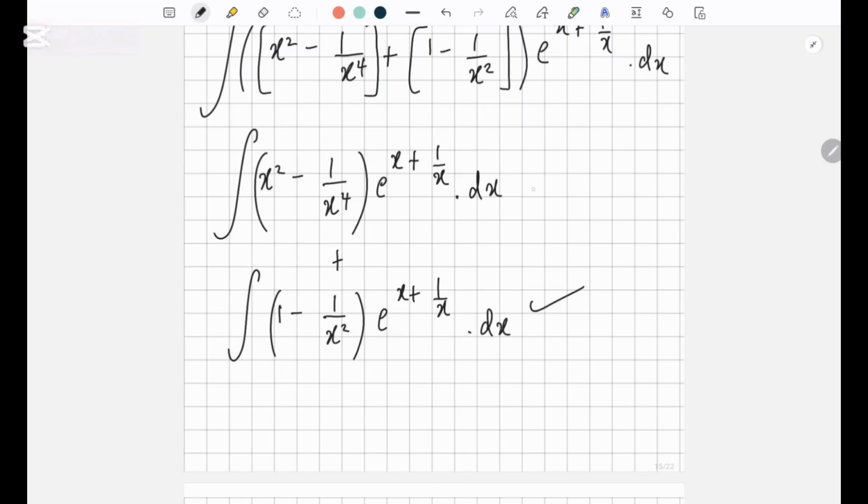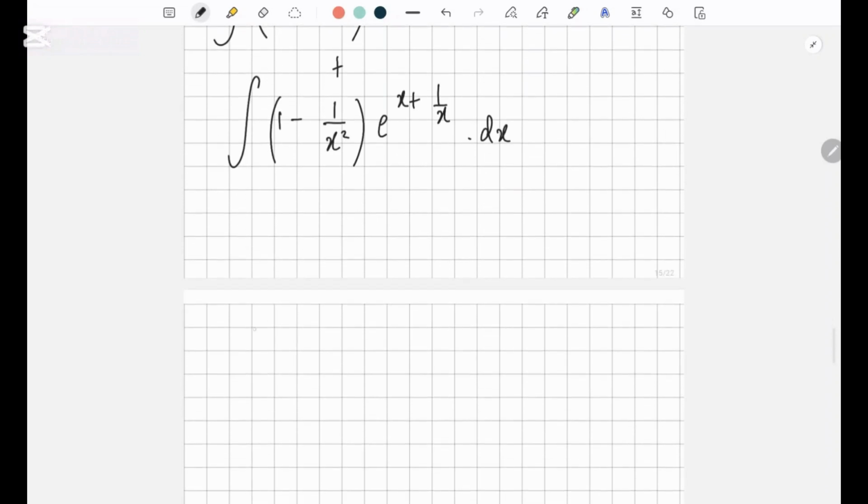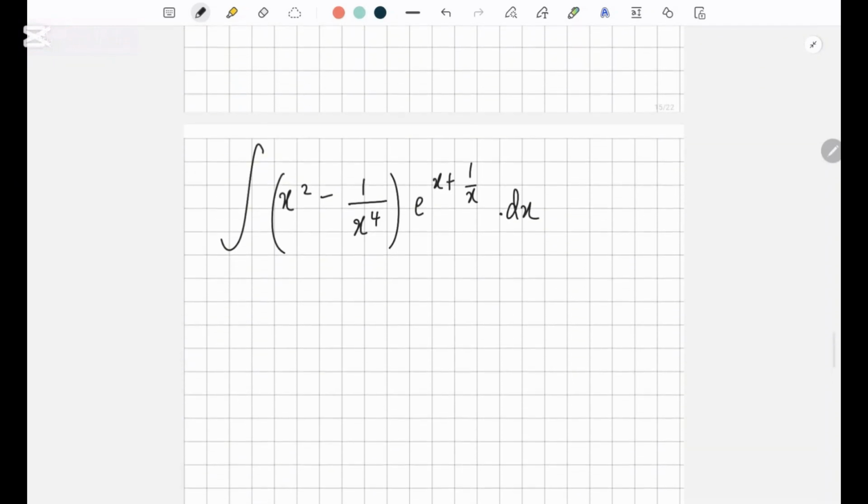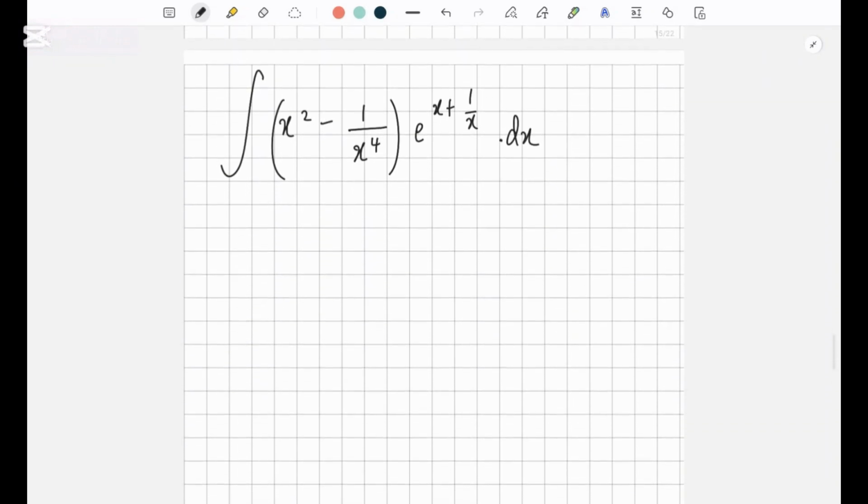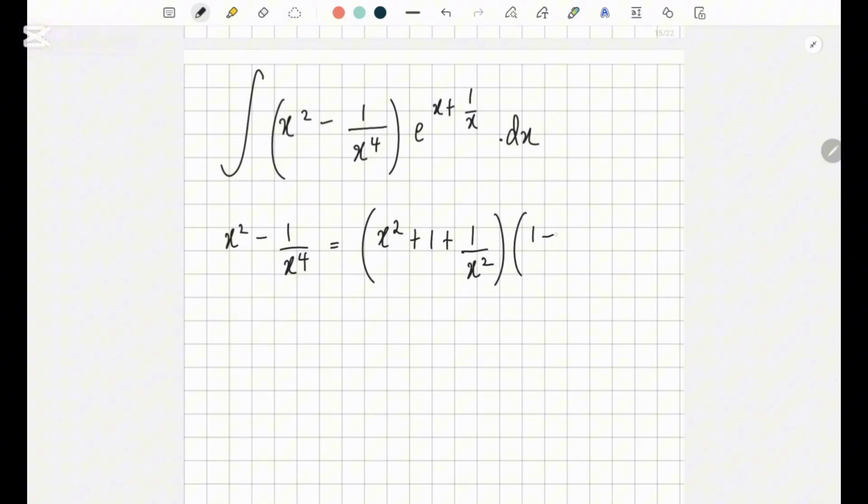So let's focus on the one above that, which is the integration of x squared minus 1 over x to the power 4 into e to the power x plus 1 over x dot dx. Let's see what we can do with this. Now x squared minus 1 over x to the power 4, you can write as x squared plus 1 plus 1 over x squared into 1 minus 1 over x squared.